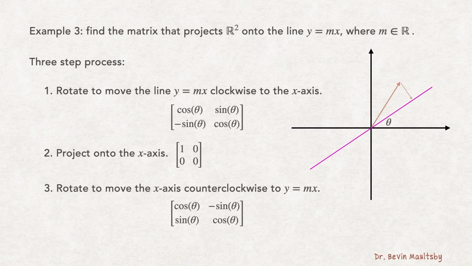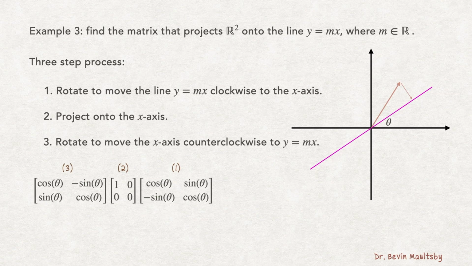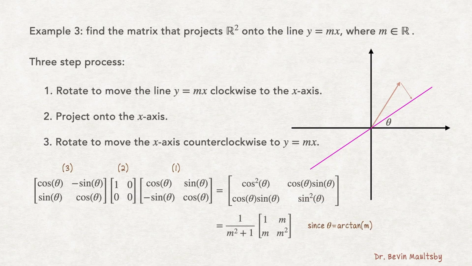These matrices are associated to 3 successive linear transformations that we need to compose. So the appropriate matrix product goes right to left like this. And then if we multiply them together, we get this 2x2 matrix in terms of cosines and sines. And if you want to write it a little bit differently, you can write this 2x2 matrix, where I've used the fact that theta here is arctan of m.